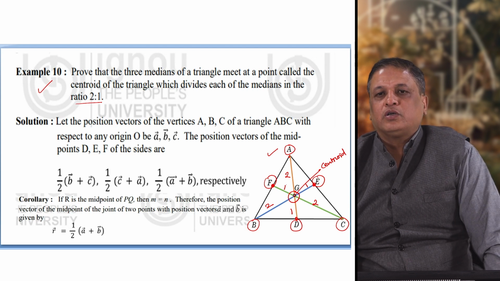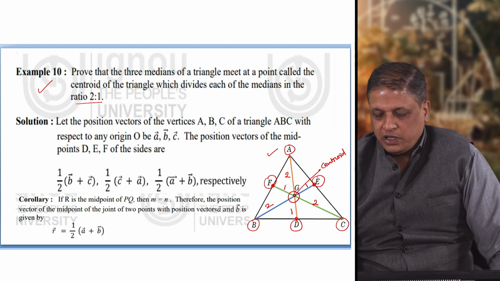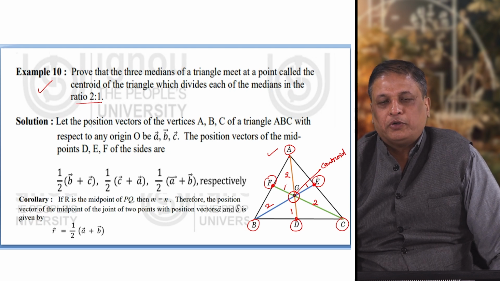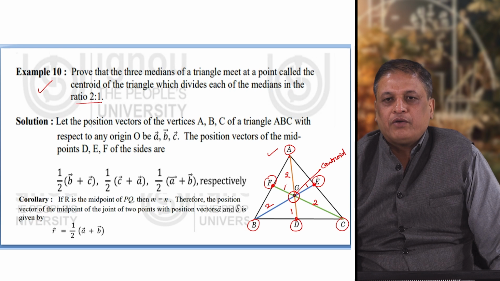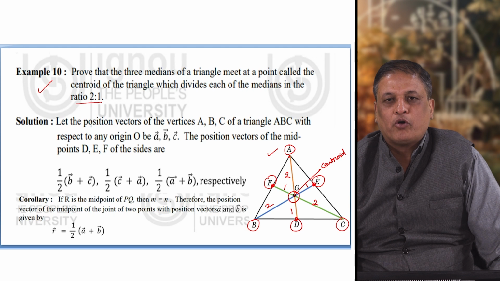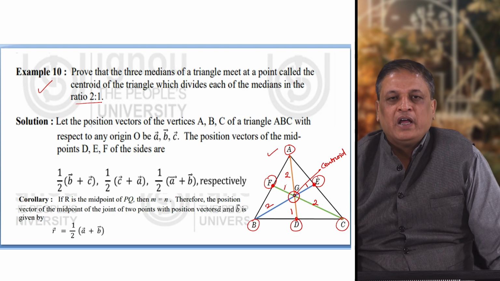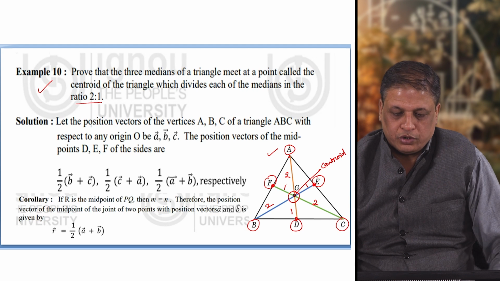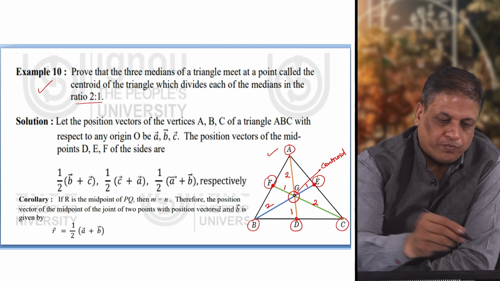I hope you understood that we are having a triangle ABC, and we connect the midpoints of each side of the triangle with the opposite vertices, and we are supposed to prove that all these lines, called medians, intersect at a point called the centroid of the triangle, and this centroid divides these lines in the ratio 2:1. So, let us start.